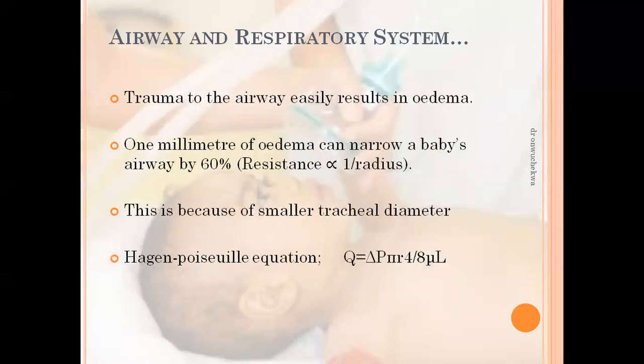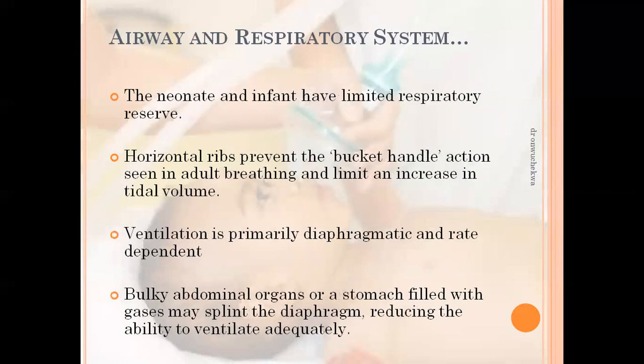Trauma to the airway easily results in edema. It has been noted that 1 millimeter of edema can narrow a baby's airway by 60%. This is because they have a smaller tracheal diameter. Of course, it's in keeping with the Hagen-Poiseuille equation, which says that flow is directly proportional to the change in pressure and the radius raised to power 4. Meaning that a 2-fold reduction in the radius will give about a 16-fold increase in resistance and reduction in flow.